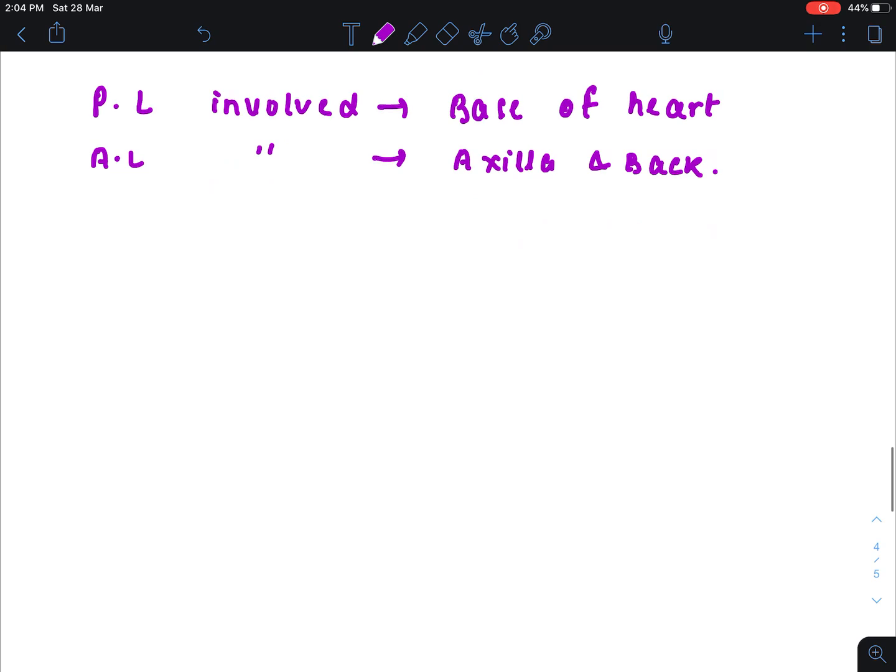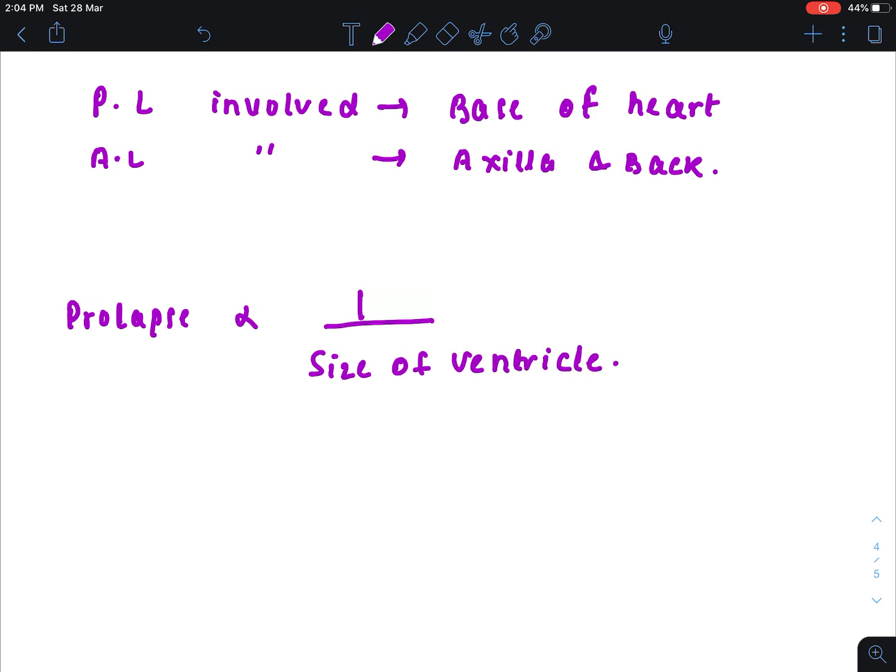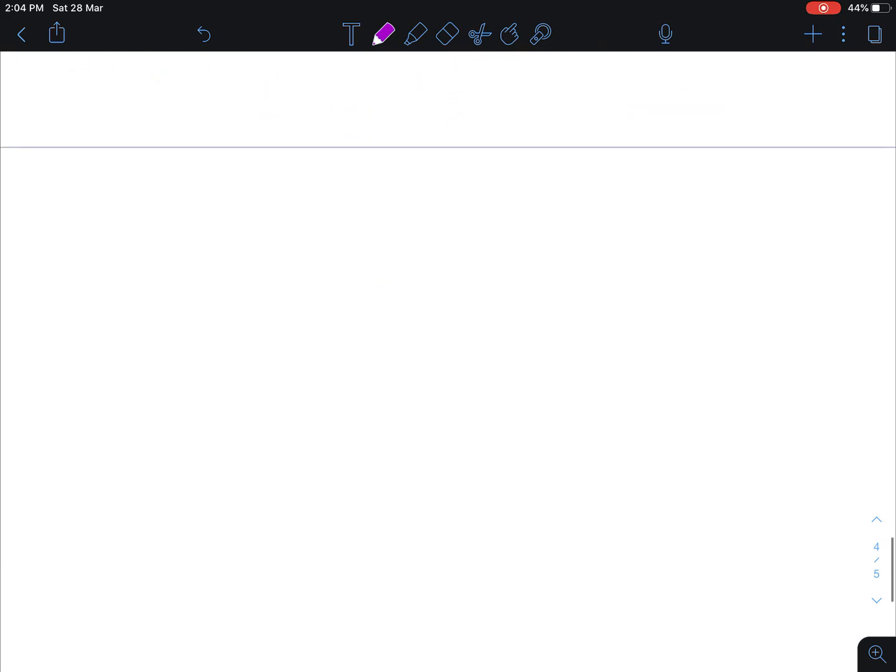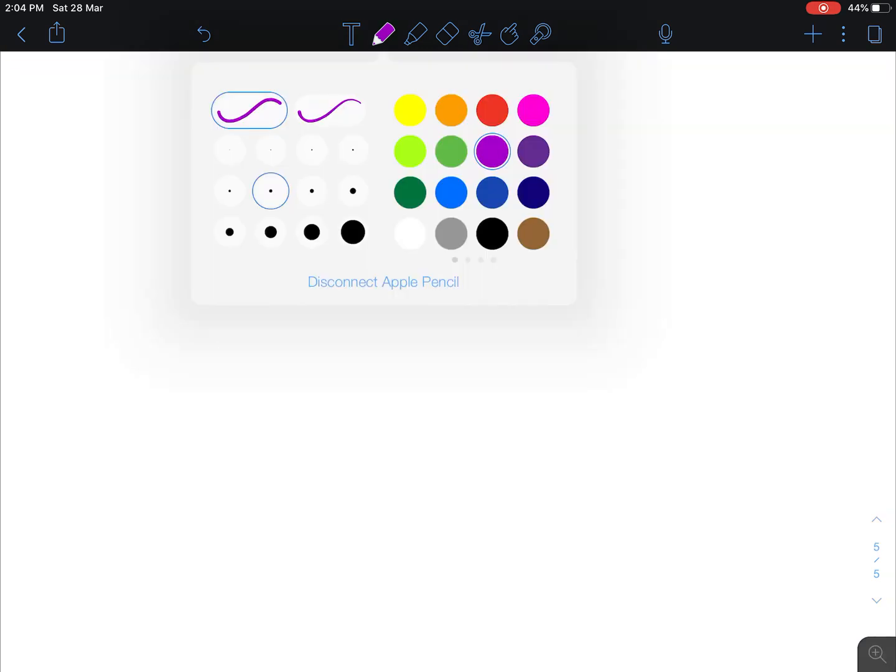Okay, now mitral valve prolapse is inversely proportional to the size of the ventricle. If the size of the ventricle is more, then the patient has less chance of mitral valve prolapse. But if the ventricle size is less, then the patient has more chance of mitral valve prolapse. Now we are at the end.